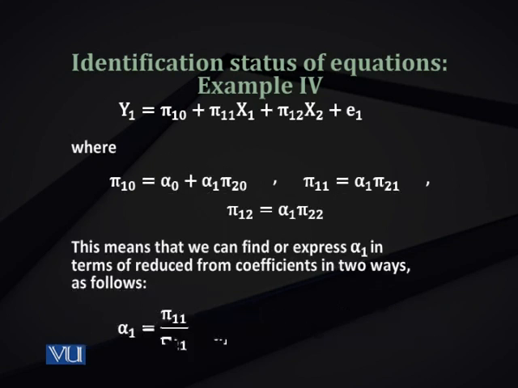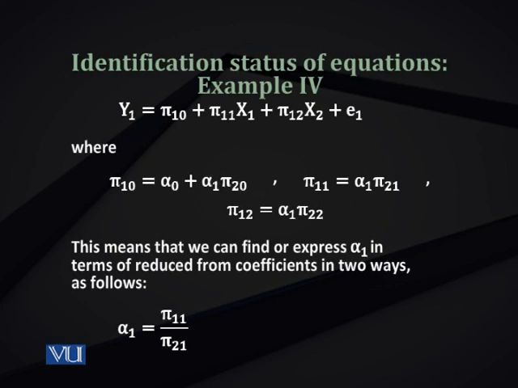So you get a reduced form for y1 which you are seeing on the screen. As y1 is pi 1 naught, we have labeled it as 1 naught because this is the first equation actually, plus pi 1 1 x1 plus pi 1 2 x2 plus e1. Here also we made some substitutions like pi 1 naught is equal to alpha naught plus alpha 1 pi 2 naught, etc. So if you are seeing the substitutions on the screen, you will find that we can express alpha 1 in two ways in terms of pi's.